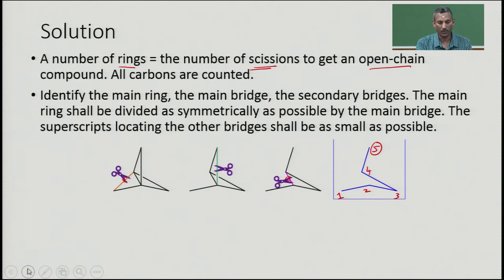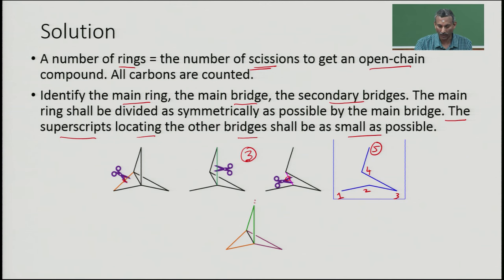And now, as we had seen in the earlier case, we have to identify the main ring, then the main bridge, then the secondary bridges. All these things are very similar to what we have seen earlier, but there is one additional thing, because in this case we have three bridges instead of the two which we have seen in the previous case. So, the superscripts locating the other bridges shall be as small as possible. That is the only thing we have to see now, and while we start the numbering we can start from any carbon, but the superscript should be given the lowest number, and this should be the lowest bridge of that carbon.